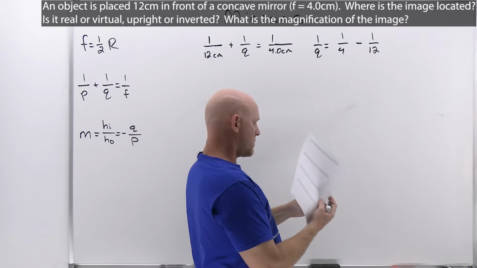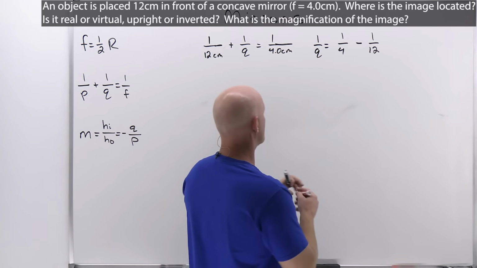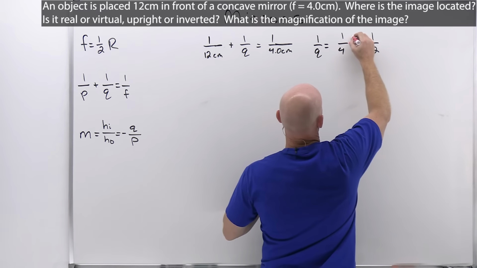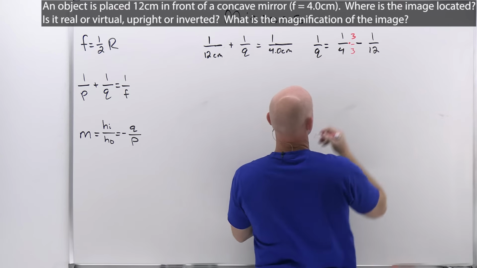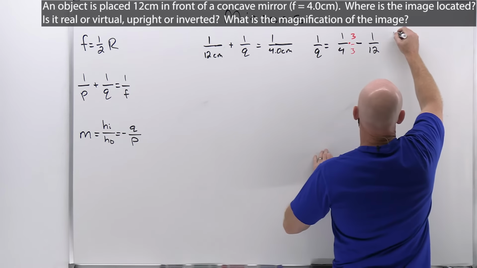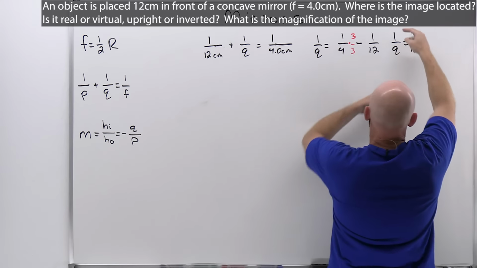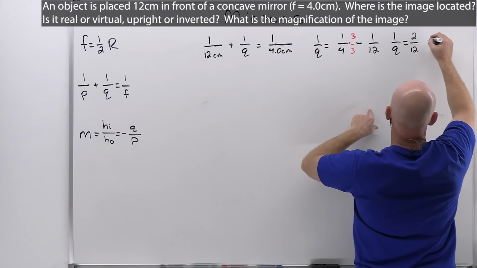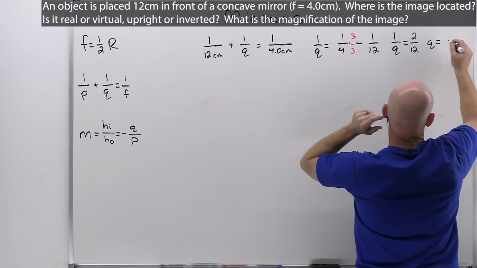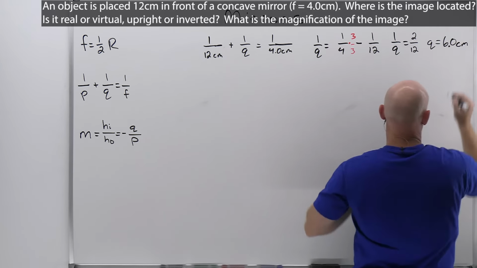And if you notice 1 over 4 minus 1 over 12, my lowest common denominator here is going to be 12. So in this 1 over 4, I'm going to multiply by 3 over 3. That way I get a total of 3 over 12 minus 1 over 12. And so 1 over Q is going to equal 2 over 12. And so flip both sides back over, and Q over 1, or just simply Q, is going to equal 12 over 2, or 6.0 centimeters.